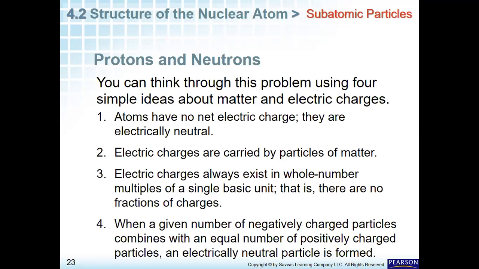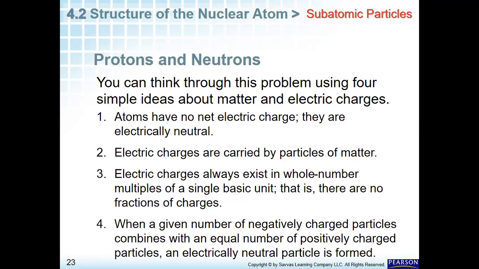Number 1, atoms have no net electric charge. They are electrically neutral. The positive charge is equal to the negative one, so the overall charge is always 0 for the atom. Electric charges are carried by particles of matter. Electric charges also always exist in whole number multiples of a single basic unit; there are no fractions of a charge. I cannot say I have half an electron or 0.75 electrons. It will be integer numbers: 1, 2, 3, or even 0 electrons.